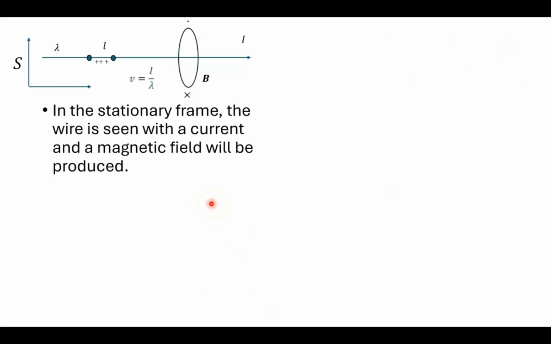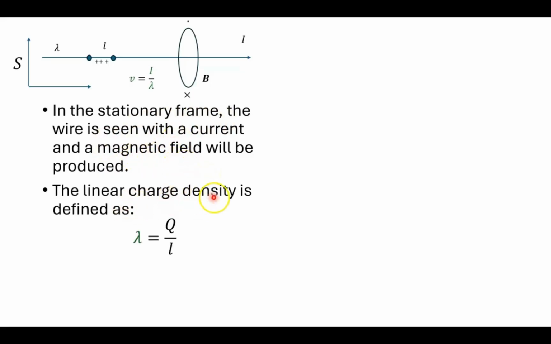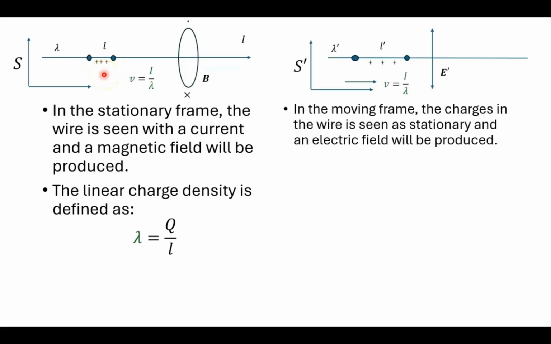So if we analyze the situation in the stationary frame, the wire is seen with a current and the magnetic field will be produced. The linear charge density is defined as the charge per unit length. In this case, if I put a ruler here and measure length L, and I see there are 3 charges in there, then if we divide the number of charges by the length of this interval, I will find the linear charge density. And if we move into the moving frame, the charges in the wire are seen as stationary, and then an electric field will be produced.